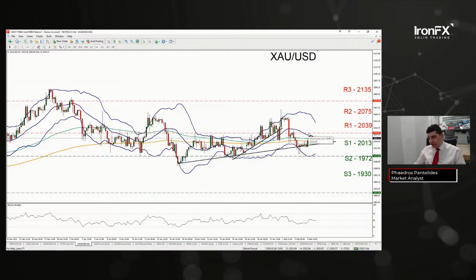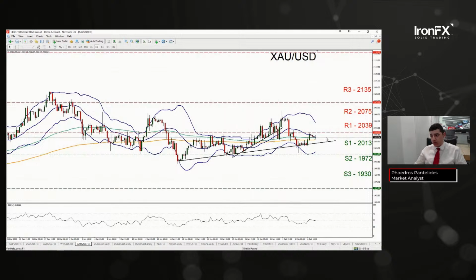For now, the fact that it's failed to break above R1 could mean that it's found some selling pressure and could stay between 2013 and 2039. So between S1 and R1. You could see potentially a small market correction to the trend line, or perhaps slightly lower to S1. And you could stay in between this range, so the sideways moving channel.